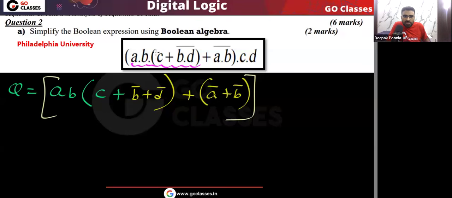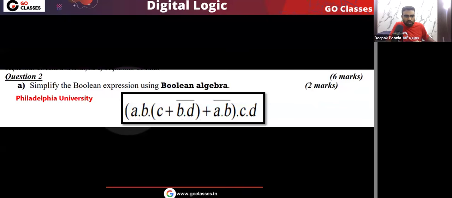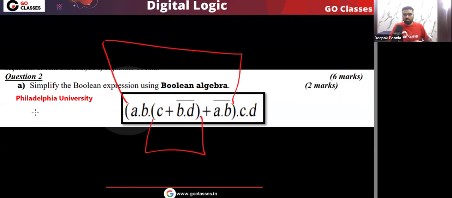Now here I will write CD. This is the given expression, so please take care of the parenthesis. Look at the parenthesis. For this parenthesis, this is the closing parenthesis, and for this is the closing parenthesis. Please notice these two and also these two, so that you take care.